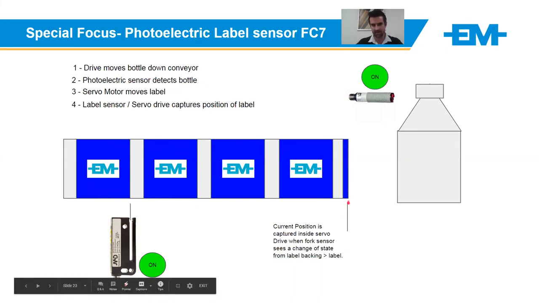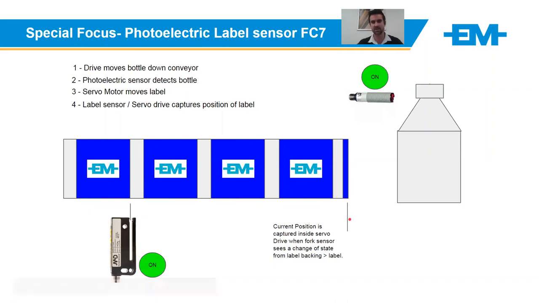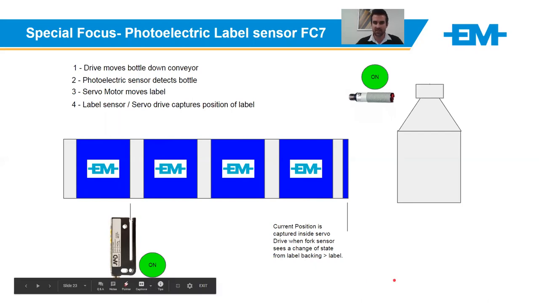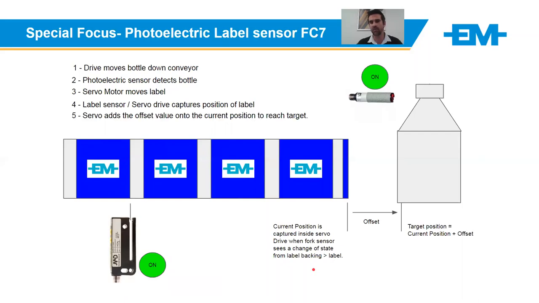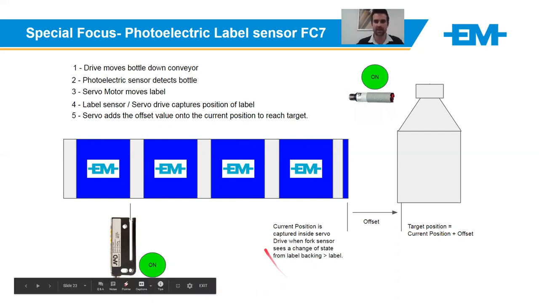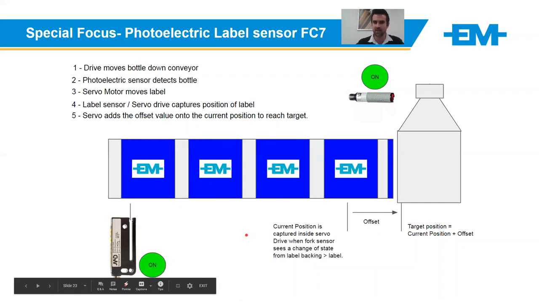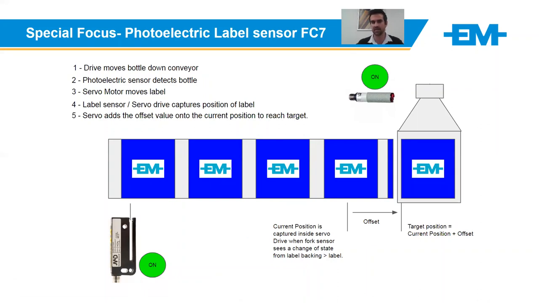The servo drive will then capture the position of when that sensor turned on and store that position either inside the PLC or perhaps inside the servo drive, depending on your solution. So once the drive or the system knows the position where the fork sensor switched on, it knows to add on the offset. So take the position where I'm at right now and add on the correct amount of distance so I can position the label perfectly, so that the bottle and the label can be taken at the right length. So the servo will continue to move the label into position until it's applied to the bottle perfectly.